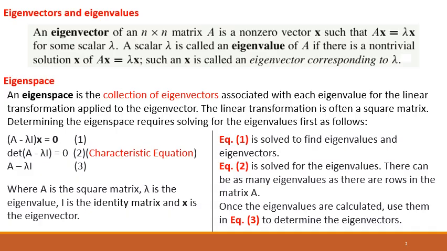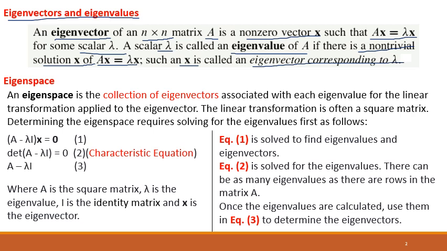Definition of eigenvectors and eigenvalues. An eigenvector of an n cross n matrix A is a non-zero vector x such that Ax is equal to lambda x for some scalar lambda. A scalar lambda is called an eigenvalue of A if there is a non-trivial solution x of Ax equal to lambda x. Such an x is called an eigenvector corresponding to lambda.